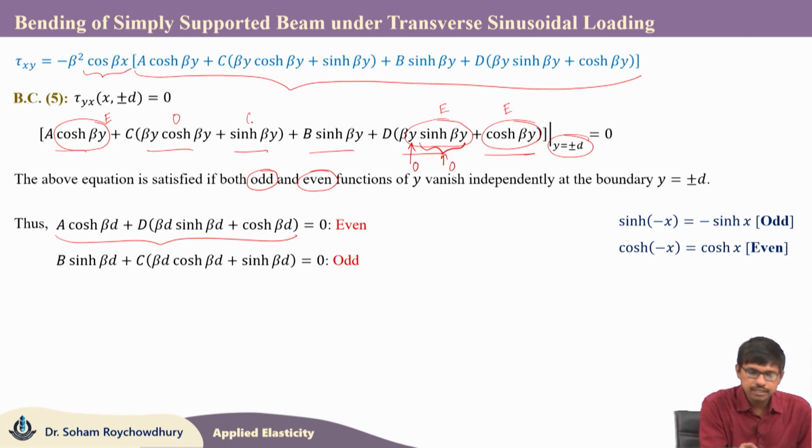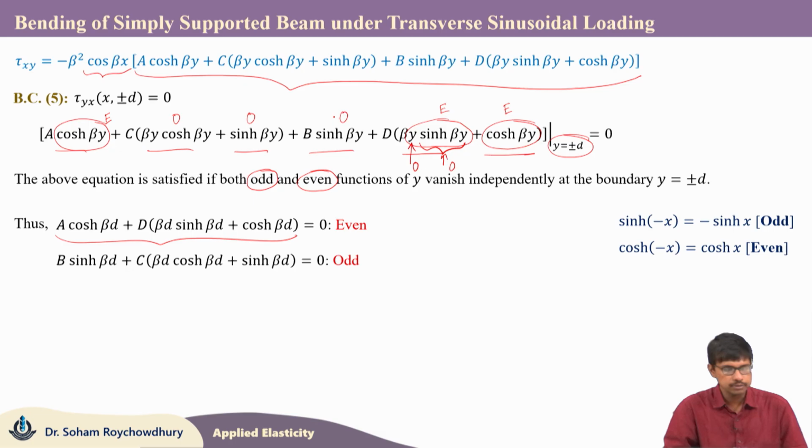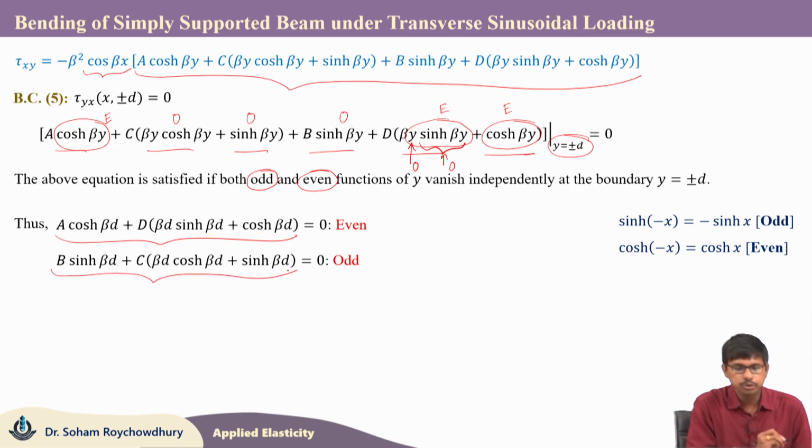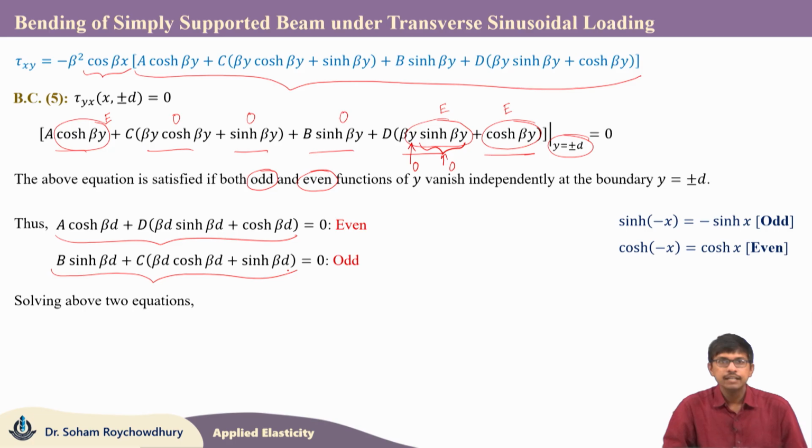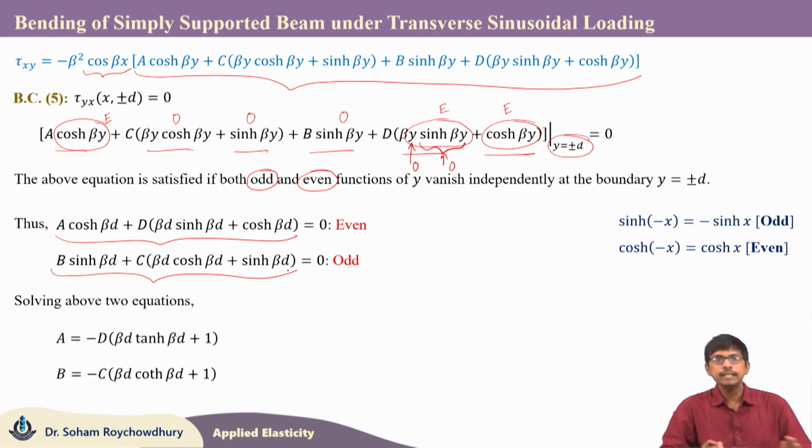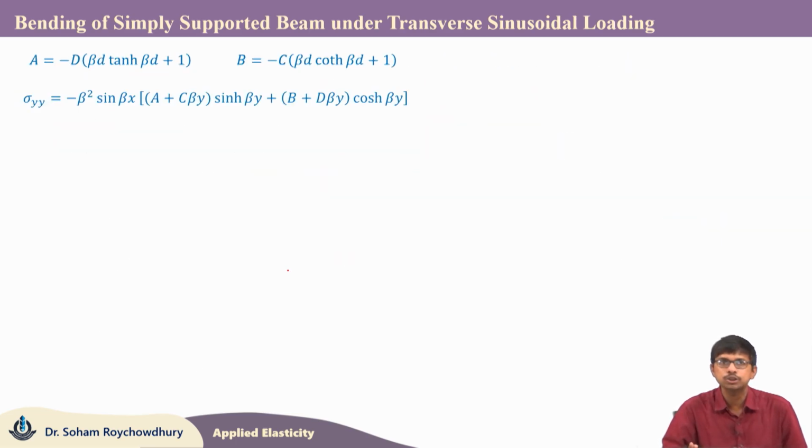Similarly, the remaining terms, this one and this one, these 3 are odd terms. So, the summation of these 3 odd terms should go to 0 separately, and solving these 2 equations we can express a and b in terms of d and c as a equals minus d times (beta d tanh beta d plus 1) and b equals minus c times (beta d coth beta d plus 1). So, 2 of the constants we have replaced in terms of the other 2 constants, and c and d are yet to be solved. So I have written those a and b expressions in terms of c and d.